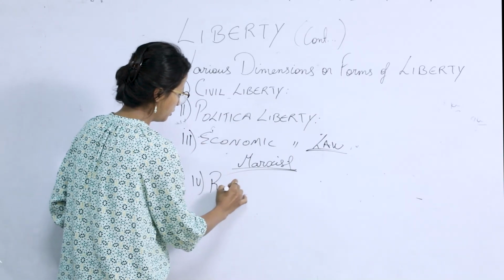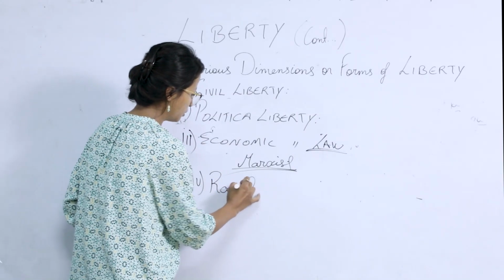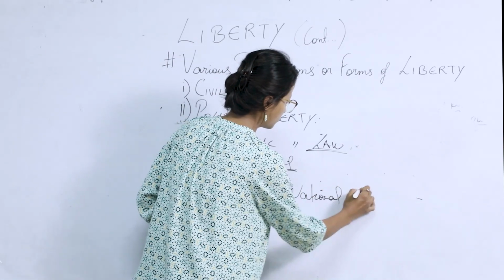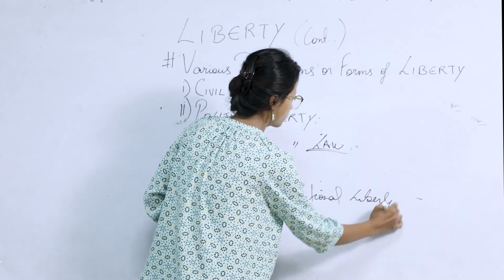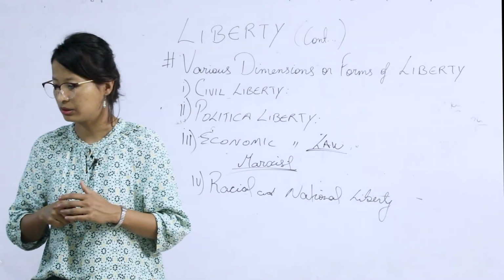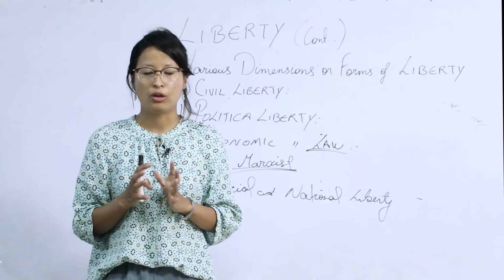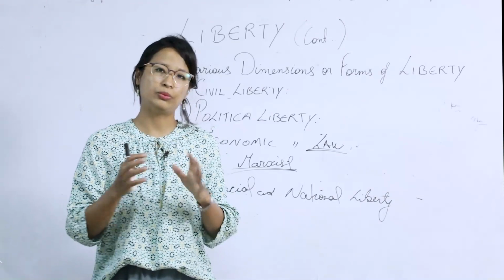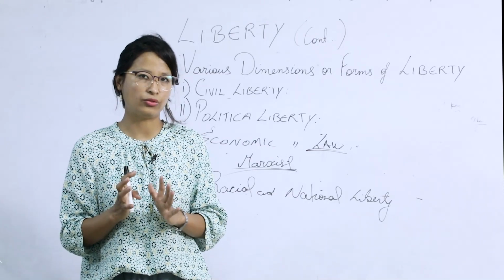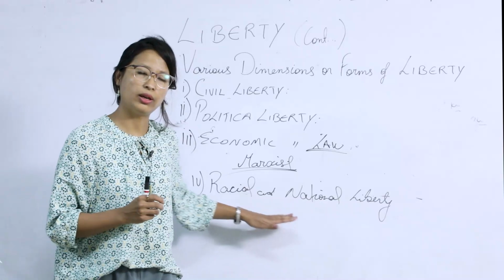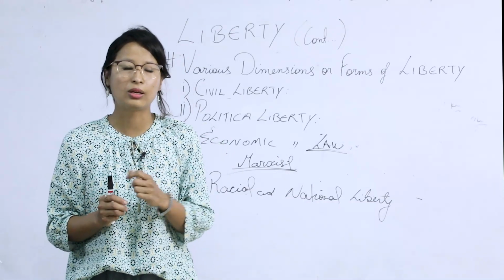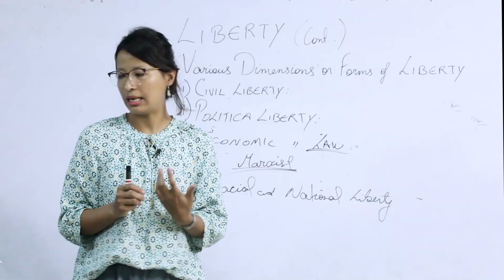Now, the last one, we have the racial and national liberty. This is your last kind of liberty, that is your racial and national liberty. Here, Hobhouse, a prominent writer, has laid down different kinds of liberty, where this racial and national liberty had a prominent place in the types of liberty that he has given.